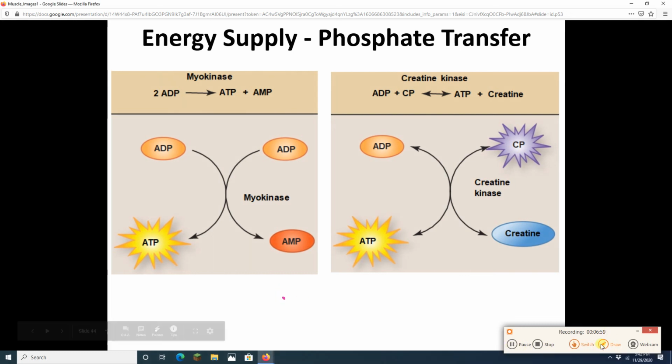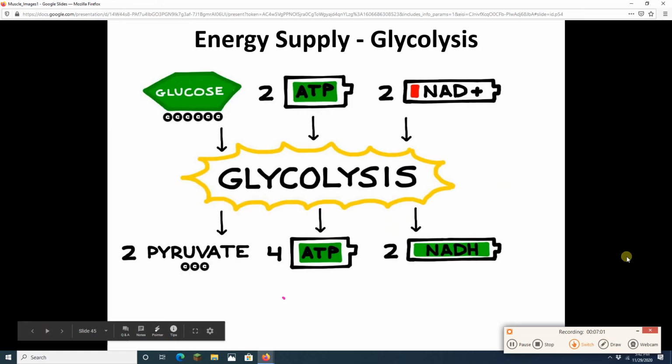Now, let's get out of here. There we go. Another way to make ATP is this process called glycolysis, which maybe you talked about in your general bio class, or if you took micro, maybe you've done glycolysis. What we're going to do is break down a molecule of simple sugar called glucose into two molecules of something called pyruvate.